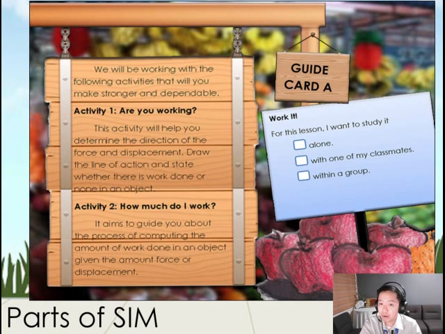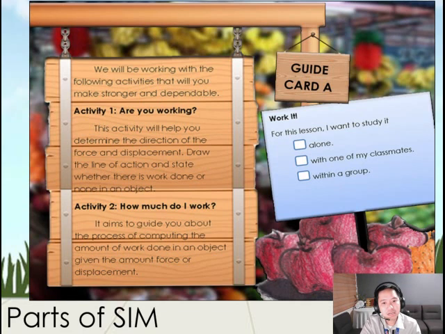Activity 1, are you working? This activity will help you determine the direction of the force and displacement. Draw the line of action and state whether there is work done or none in an object. So here, they have to identify if there is work done or none in an object by using the direction of the force and displacement. In activity 2, how much do I work? This is where they are going to compute for the amount of work done in an object given the amount of force or displacement.